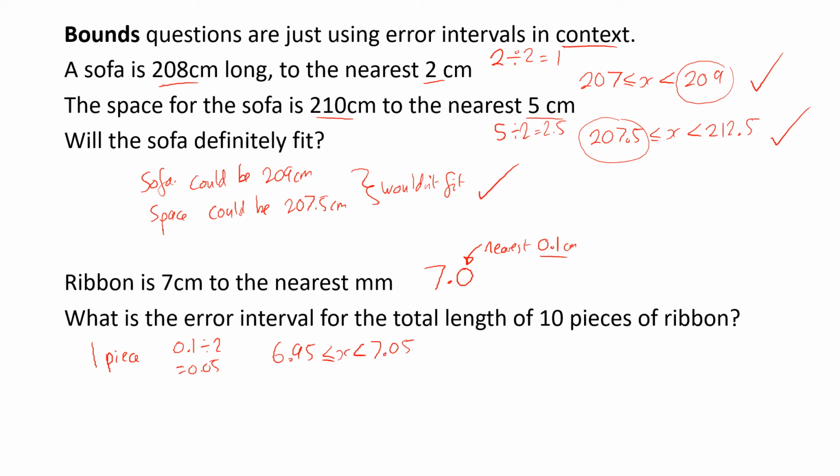What about 10 pieces? Well, the largest they could all be is if we multiplied the upper bound by 10, and the smallest they could be would be if we just multiplied the lower bound by 10. So we end up with the 10 pieces of ribbon are somewhere between 69.5 and 70.5.